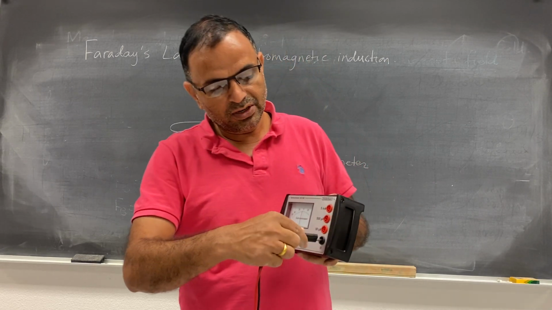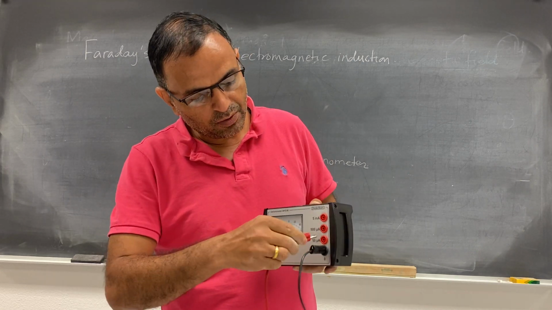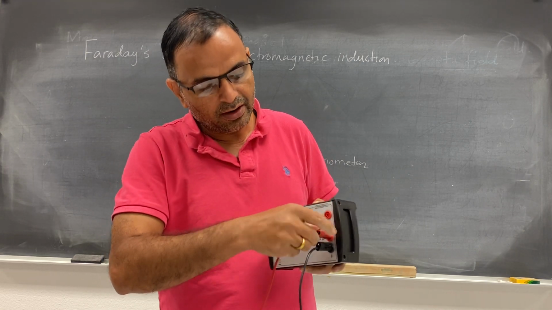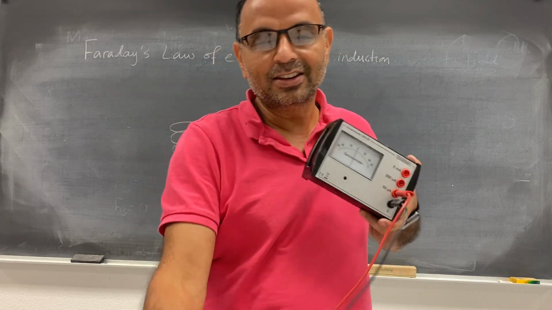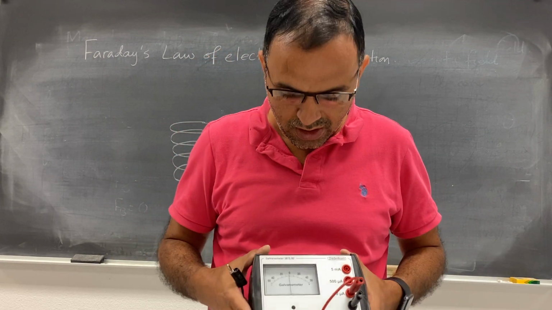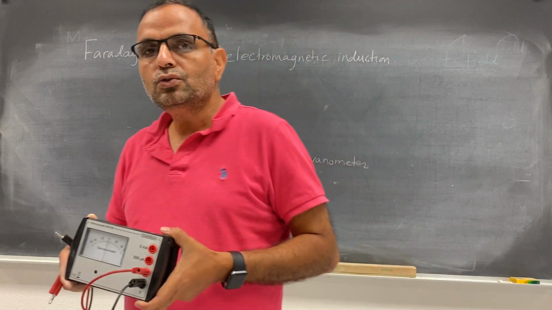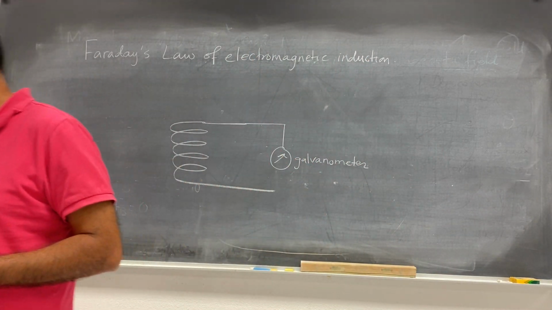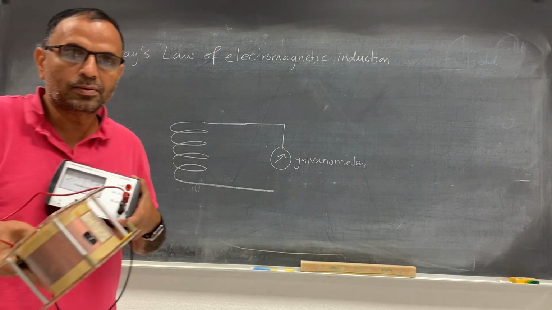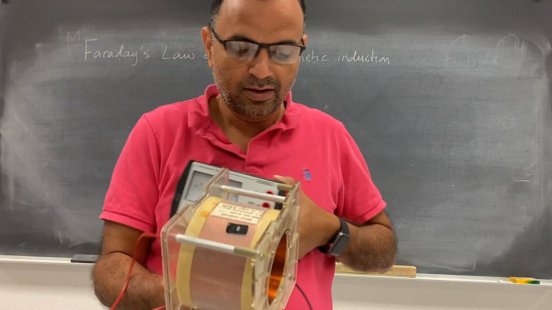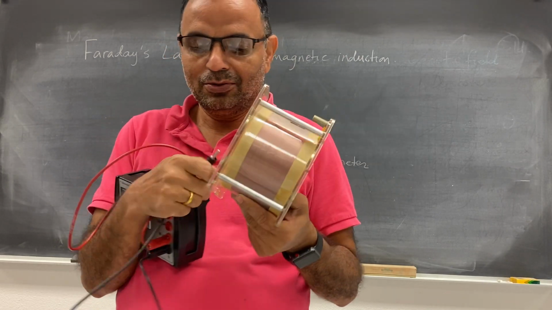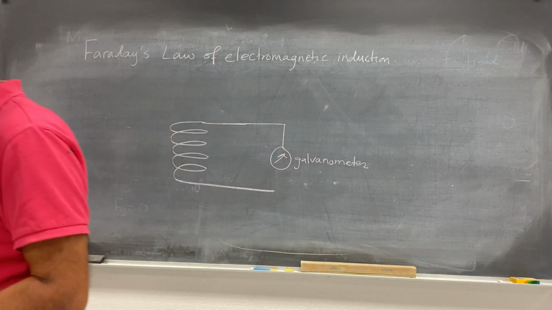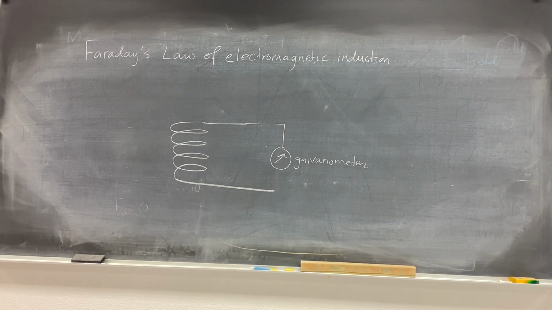Okay, so the black one goes here, ground, and I want to plug this red one here. Now look, there is no deflection, because the circuit is not complete, no current, so no deflection here. Now I want to connect this to the coil. I have a coil here. I want to connect the galvanometer. I want to make a circuit here.